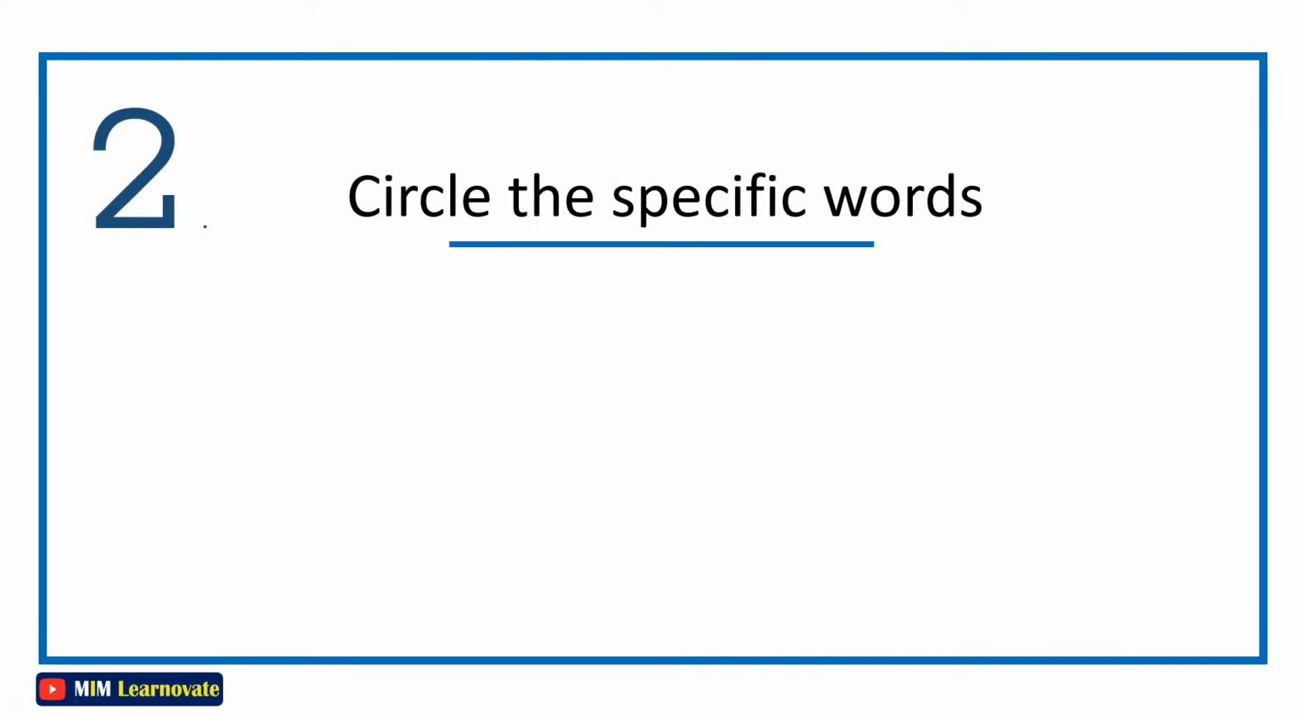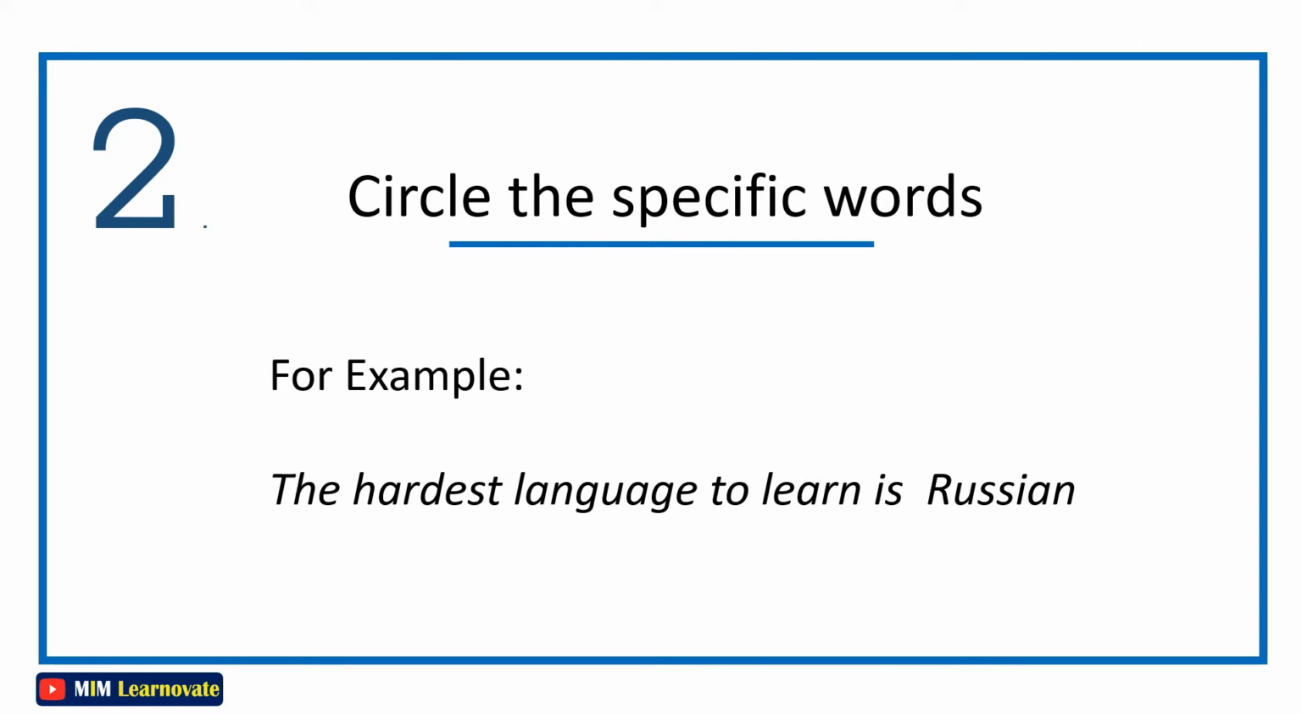Tip number 2. Circle the specific words. For example, the hardest language to learn is Russian. In this sentence, I can circle hardest. We can change this word.